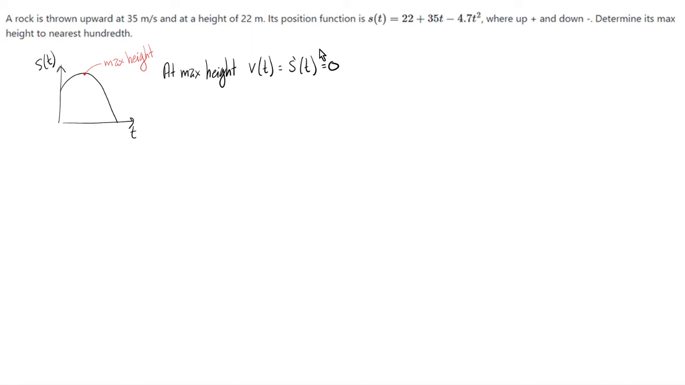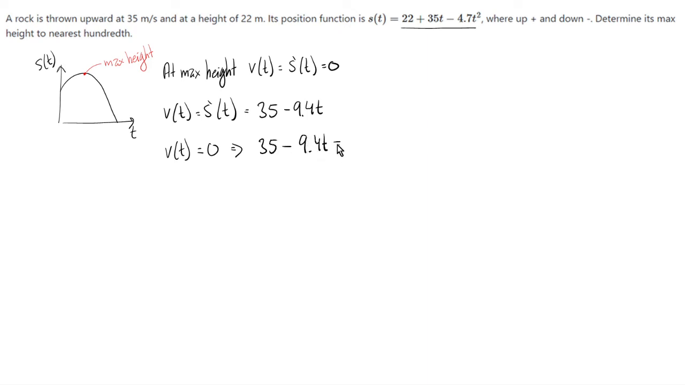So let's differentiate the position function. Our velocity equals the derivative of the position function, which is here, and that's simply going to be 35 minus 9.4t. Okay, and now we're going to set this to 0. So we're going to set v of t, the velocity function, equal to 0, which is going to be 35 minus 9.4t equals 0.